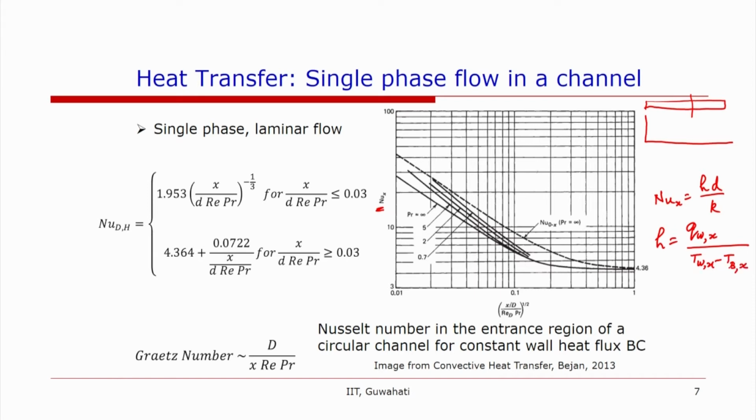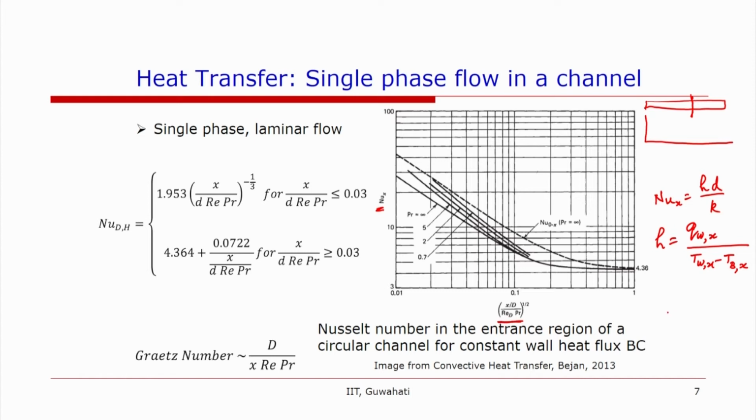It does not consider the heat transfer from the inlet to this point. This has been plotted only for the heat transfer at the cross section. So, that is why it has been termed as NuX. So, the heat transfer coefficient keeps decreasing as we move in the axial direction. Notice the non-dimensional parameter on the x axis. What we have here is x over d Re Pr.